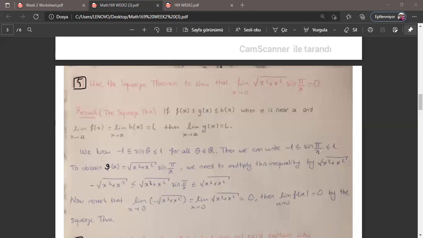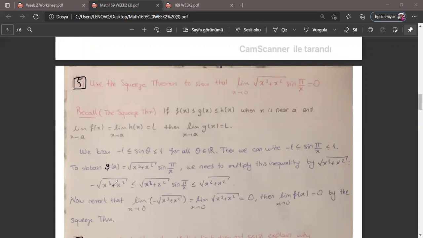So we multiply this inequality by this root. We know this root is always greater than or equal to 0, so the inequality holds again. Now what do we have? We have minus square root of x cubed plus x squared less than or equal to g of x, and less than or equal to square root of x cubed plus x squared. We just multiplied this inequality by this square root.